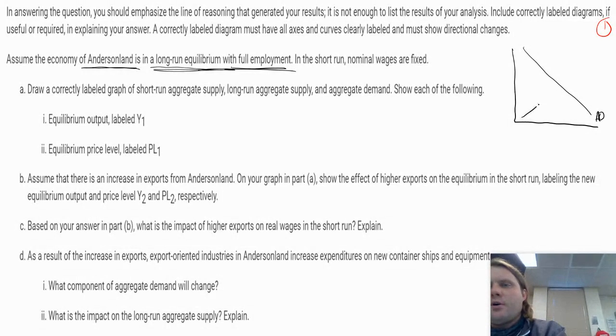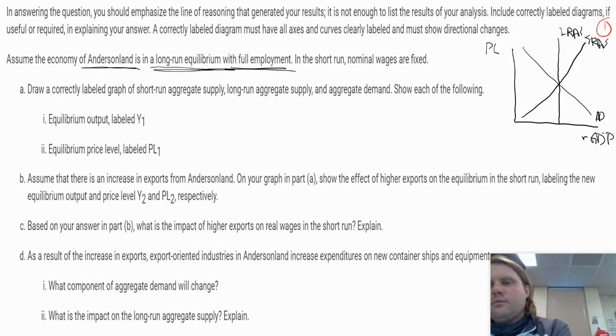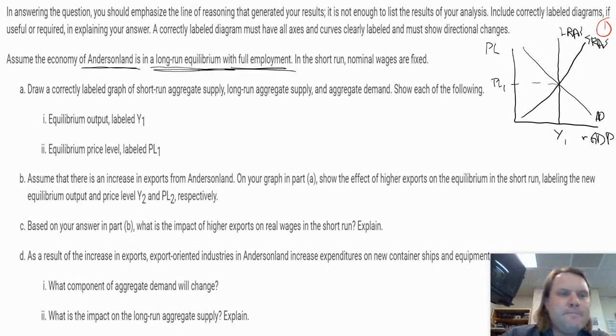If you haven't already paused and taken a shot at this whole entire problem, now is the time to do it. Okay. And we are going to do this whole entire problem here. Price level, real GDP. We got our output labeled Y1. That is our long run equilibrium. We've got our price level labeled PL1. All right. Check mark, check mark.